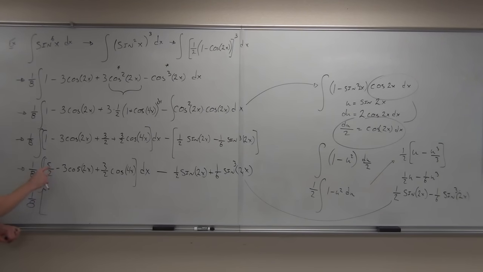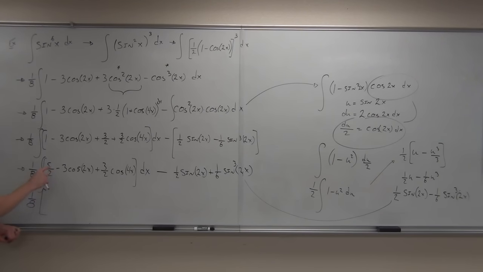So, working from the very bottom, 5/16 x. Oh goodness, minus 3/16 sine 2x. I know, right? 3 sine 4x. Minus 1/2 sine 2x plus 1/6 sine 2x. Oh goodness, all right, well, almost done. What's the last thing that we're going to do?